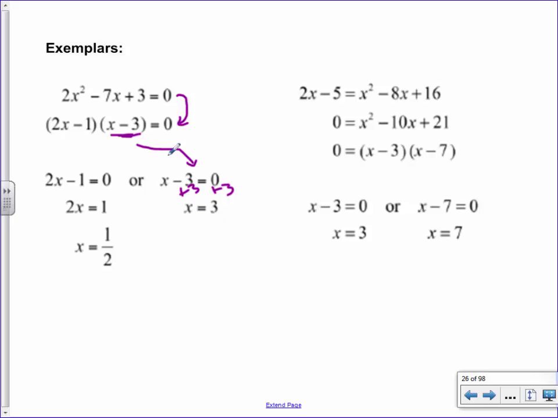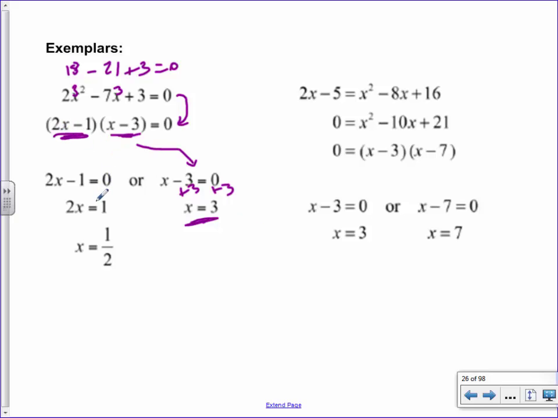Let's check that. Let's throw some 3's in here. 3 squared is 9. 9 times 2 is 18. 3 times 7 is 21. Does that work? Yeah, it does, doesn't it? So apparently that is an answer. But the big twist today is no longer is x sometimes only just one answer. Sometimes there's more than one.